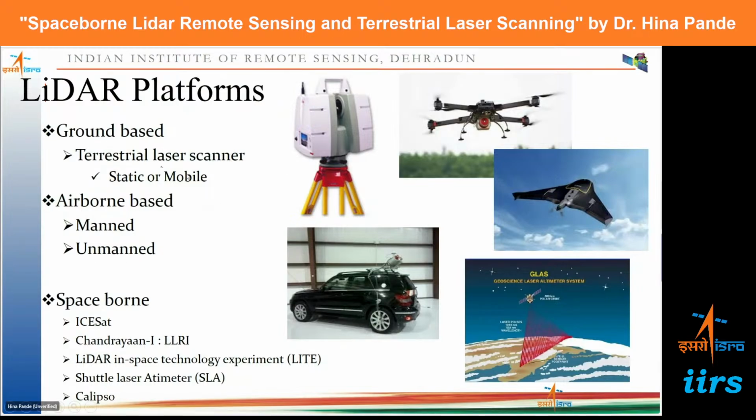Or it can also be mobile. So we can put it on a mobile platform like a vehicle and move the vehicle along a corridor, like a road corridor, etc., and do mapping. Lidar sensors can also be mounted on airborne systems, which can be manned like an aircraft or unmanned like drones, etc., UAVs, unmanned aerial vehicles. Then the third type of platforms are spaceborne platforms, that is satellite-based platforms. And these are a few examples of Lidar sensors on spaceborne platforms. This will be discussed in the next section.